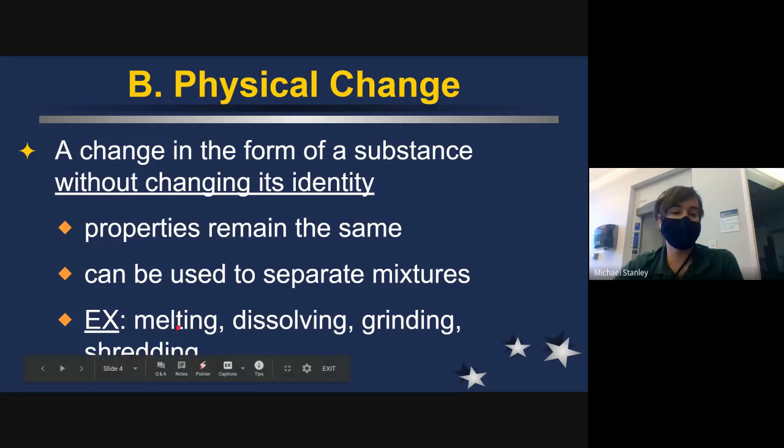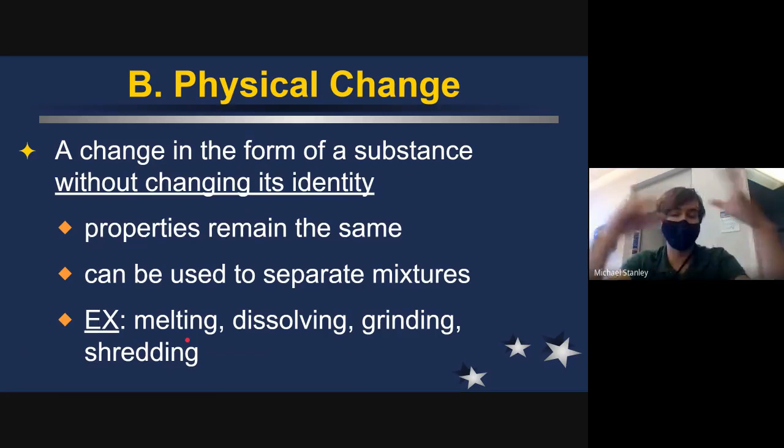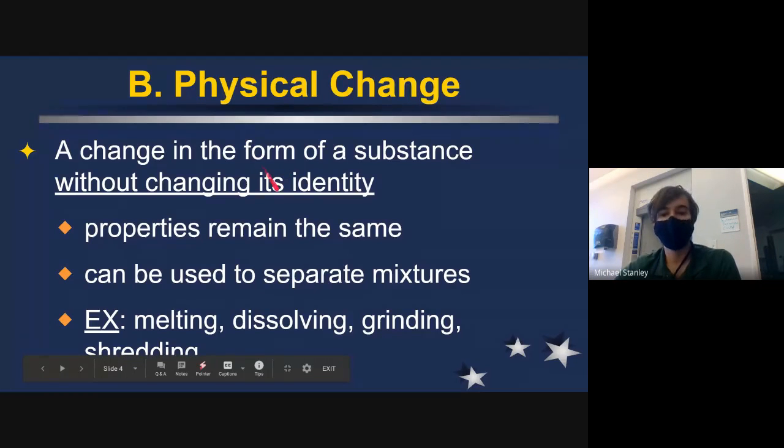So shredding things is a pretty common physical change, right? Like if you take a piece of paper and tear it up into confetti, all those tiny little pieces are still paper. They're still made out of the same stuff. They're just in a different form.